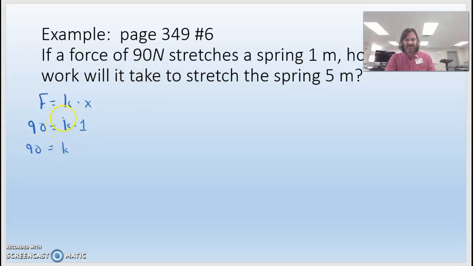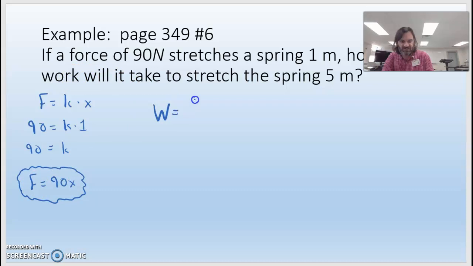So when we use that, we can make our own little force function. Our force function will be 90x. So that's a function to figure out basically how much force will be used as we stretch it. So we're asked here for work. So our work would be an integral from, in this case, we're going to stretch it to 5 meters.